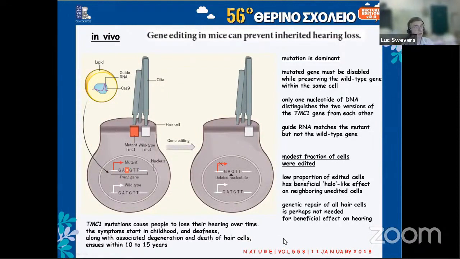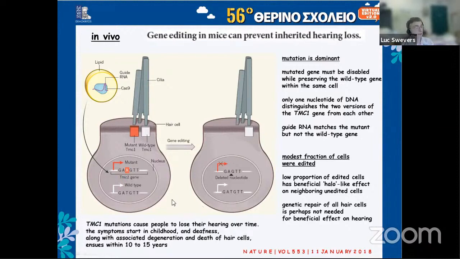The example is a mutation in the inner ear cells that are involved in hearing. There is a mutation in the TMC1 gene in which thymidine is mutated to an adenine. And this is a dominant mutation, and it causes the loss of hearing over time in patients.